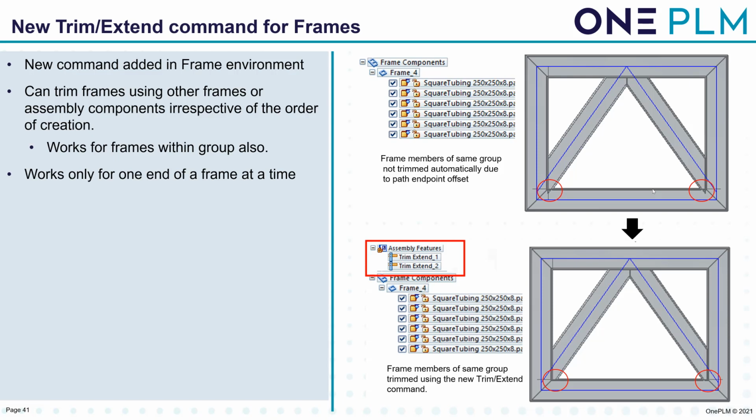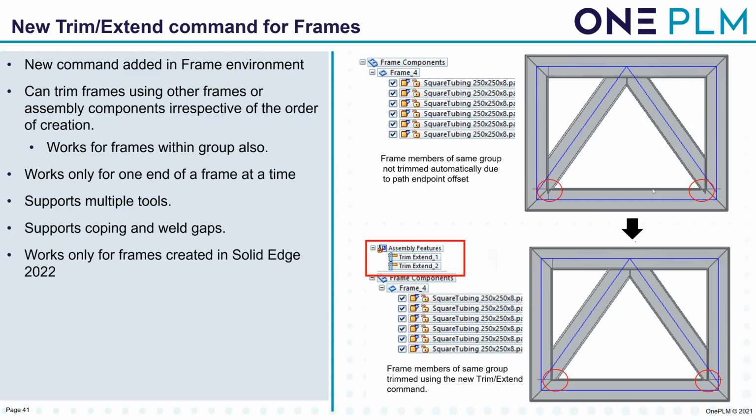When you are doing that, you will normally get two green dots. You have to click the red cross to deselect and then select. When you're doing this, it will only select the one end at a time, so you won't have to do that other option. It supports multiple tools, faces, bodies, surfaces, other frame elements, etc. It supports coping and weld gaps within that trim option as well. It works only with frames created in Solid Edge 2022.